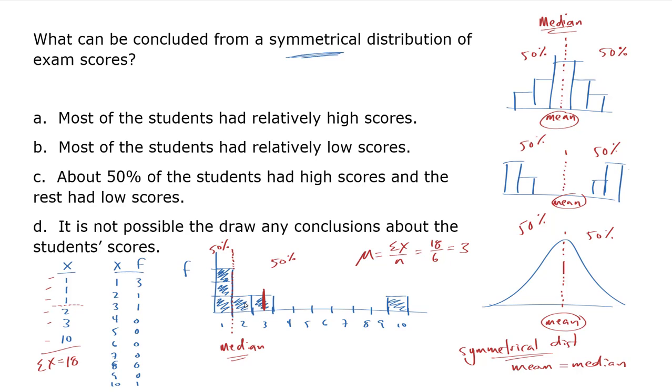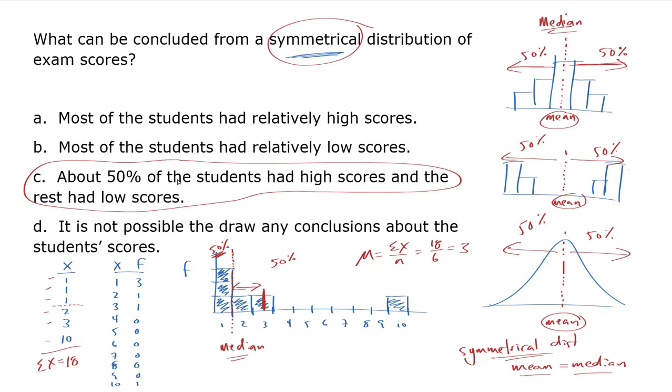So more than 50%, this 50% plus this little bit here, more than 50% got below the average, and less than 50% got above the average. Whereas when I'm dealing with one of these symmetrical distributions, 50% got above the average, 50% got below the average. Same as here, and the same is here. So when you have a symmetrical distribution, because the mean and the median, the center and the average are in the same spot, you can say that 50% of the students had high scores and the rest had low scores.